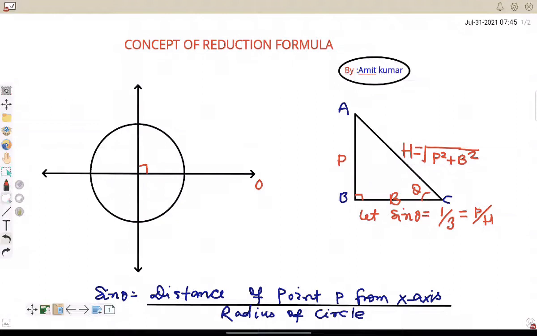In today's class, we will study the concept of reduction formula, meaning how we can apply the concept of reduction formula to find the value of some angle which is greater than 90 degrees.